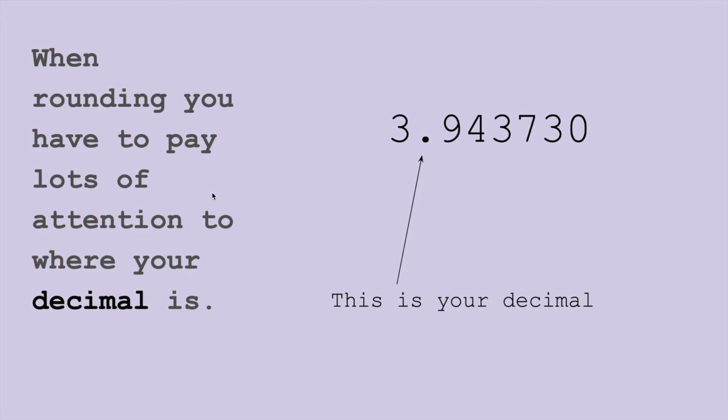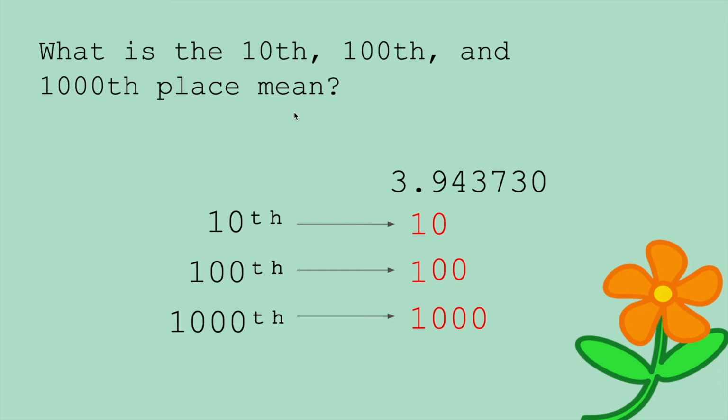When rounding, you have to pay lots of attention to where your decimal is. When you have a number like this, this is your decimal. The period in between your entire number is a decimal. What does a 10th, 100th, and 1000th place mean? So here we have a number, and you need to pay a lot of attention to where your decimal is at because that's going to determine how you round.